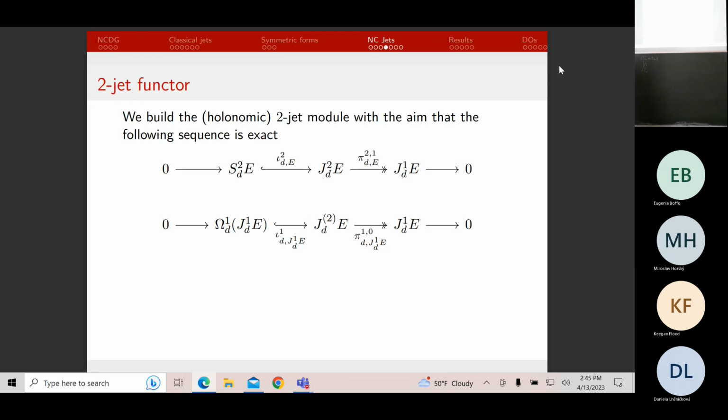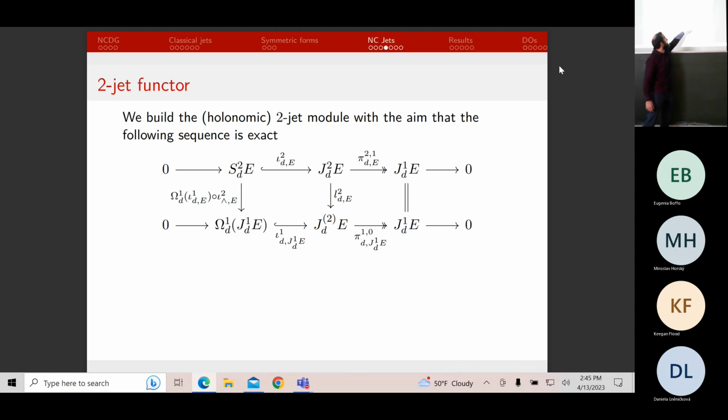Not only that, but another piece of information we have is this non-holonomic jet exact sequence, which is constructed by taking the one-jet exact sequence over the one-jet functor. So here you can see J1 of E, J1 of E, J1 of E. So we already know that this exists. And by classical theory, we would like these two to be related. So we would like a map between the holonomic 2-jet and the non-holonomic 2-jet.